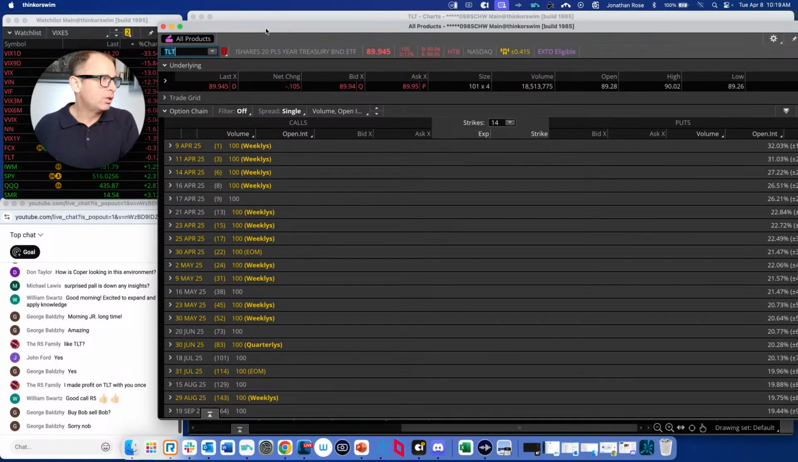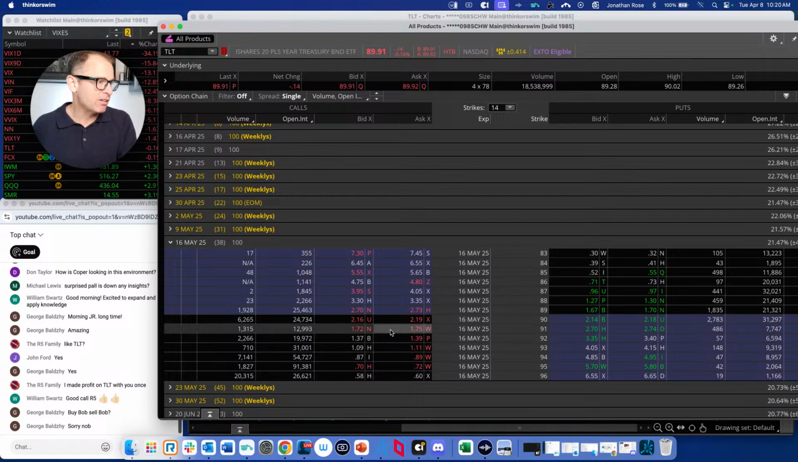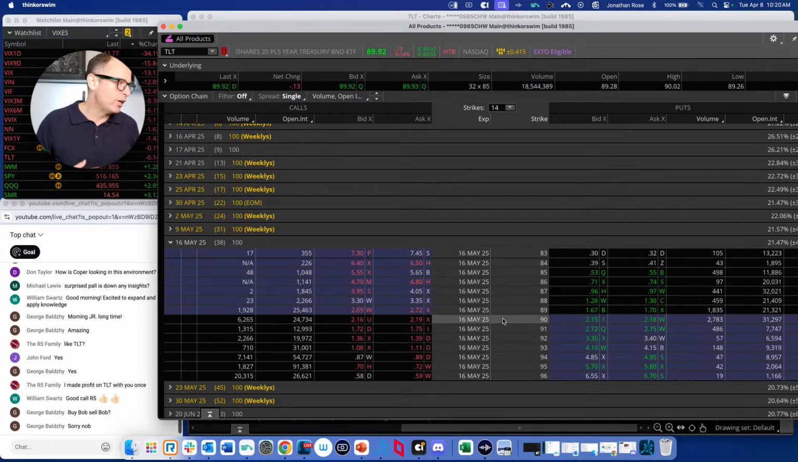Bonds are cheap. Now, 89.26, they've already rallied 75 cents from their low. Put yourselves in May. They're buying these two 91s for $1.75. 91s, I love it. Getting long TLT.